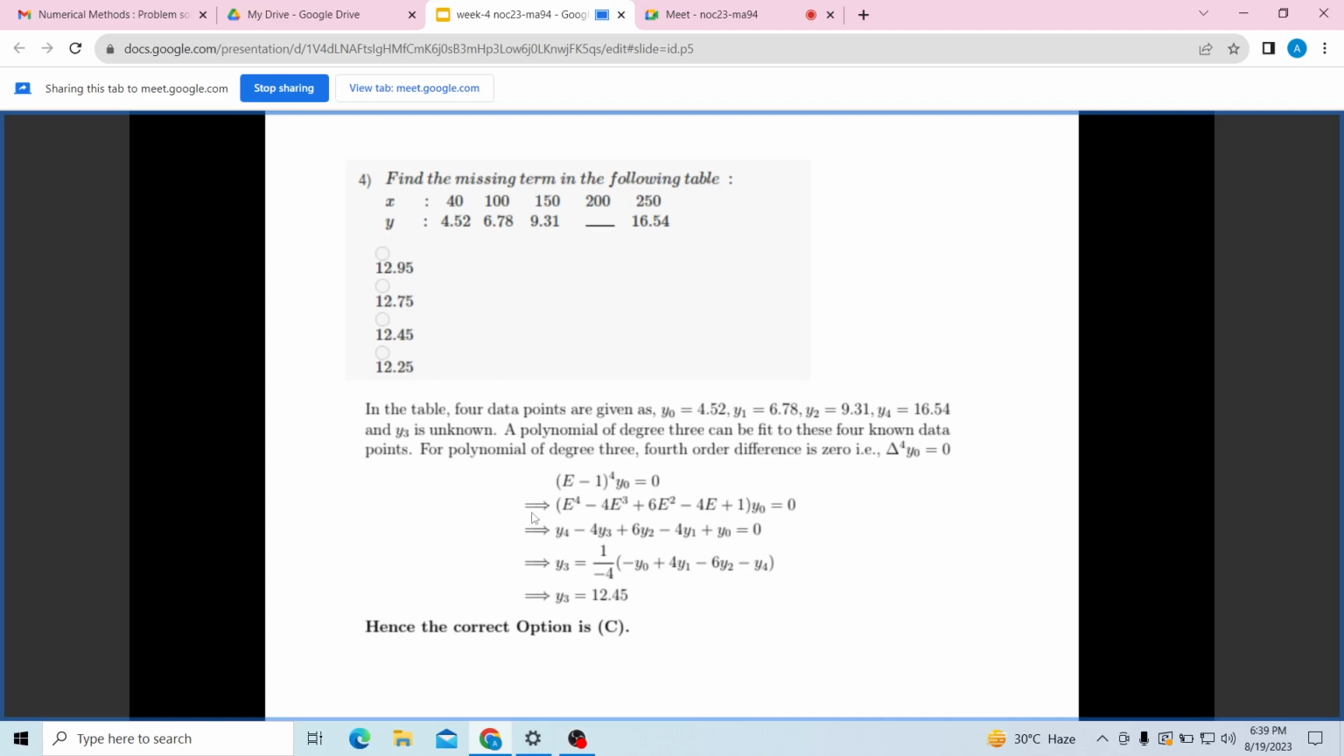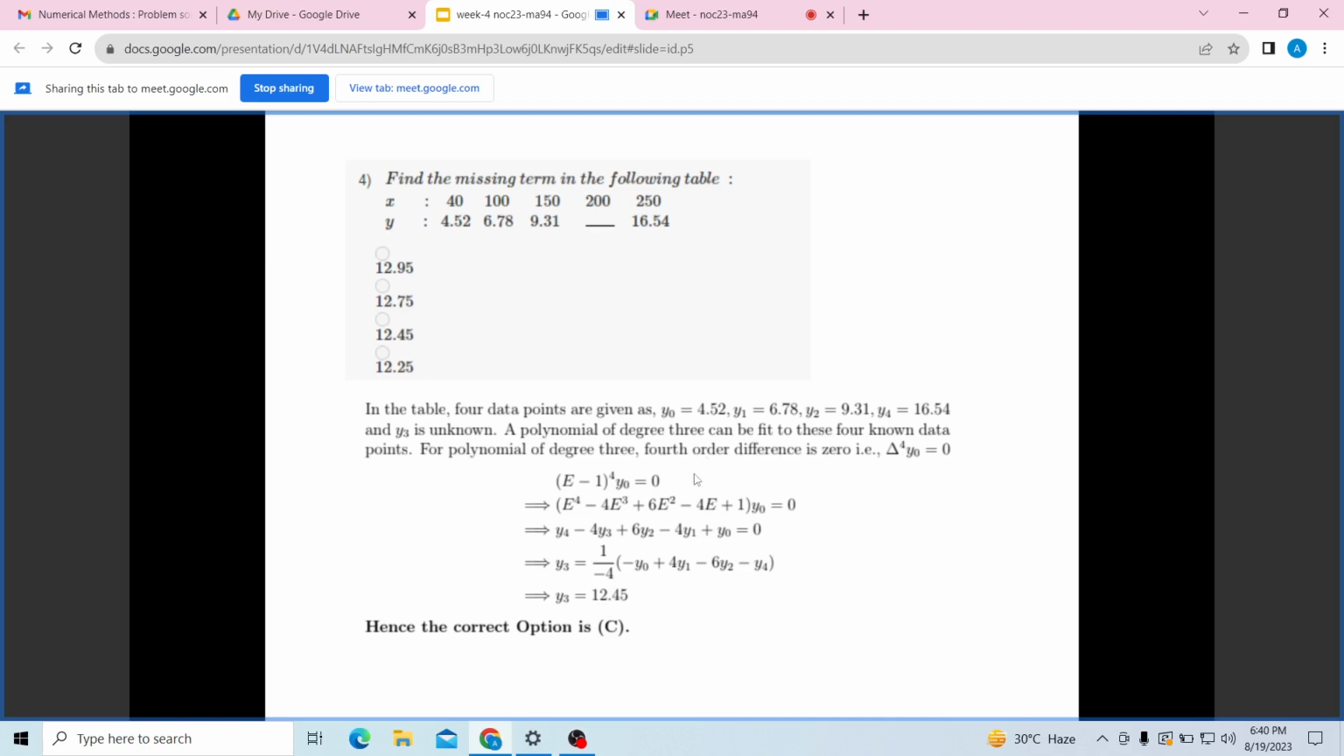Now you have to calculate y3. So take it on the LHS, and just shift the rest of the terms to the RHS. So you will get minus 1 by 4 times, as you shifted it on the RHS, minus y0 plus this becomes 4y1 and this becomes minus 6y2 and this becomes minus y4. Now you have all these terms y0, y1, y2 and y4 with you. So just substitute all those values and divide it by 4. So you'll get y3 as 12.45.